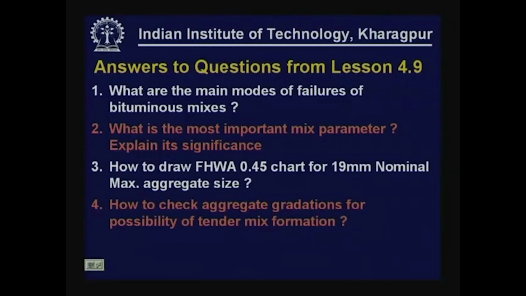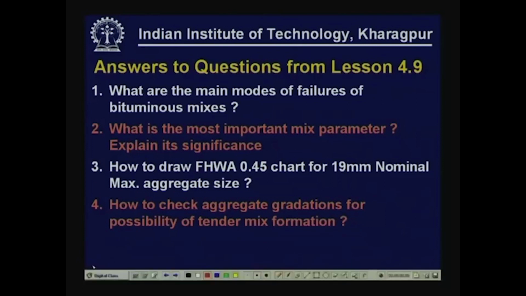How to draw FHWA 0.45 chart for 19 millimeter nominal maximum aggregate size. FHWA chart makes use of 0.45 rule for finding out the percentage passing through a particular sieve size if we know what is the maximum size of aggregate that we are referring to. For example, in this case, if 13.2 is the maximum nominal size, then we take a convenient length of x axis and also a convenient length for y axis. Y axis will be percentage passing, 0 to 100.